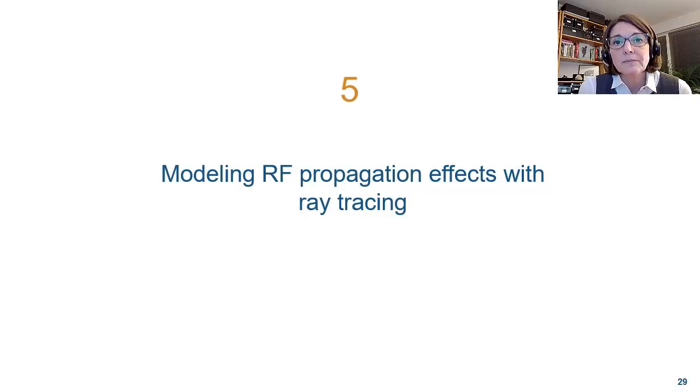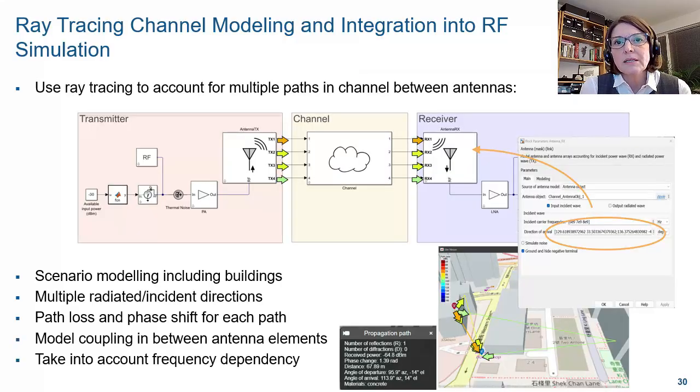Let's now cover the fifth and last class of impairments for today and talk about RF propagation. In particular, we will discuss how to use ray tracing to model a channel and stitch together a transmitter and a receiver. Ray tracing is a very interesting technique because it allows us to model multiple paths in between the different antennas on the transmitter and the receiver side.